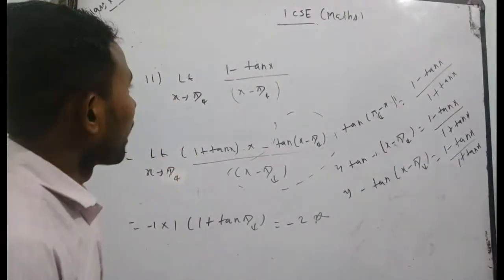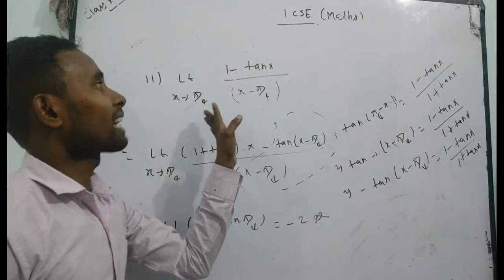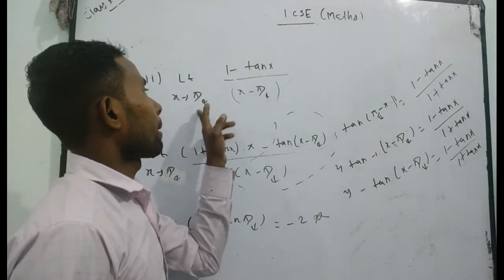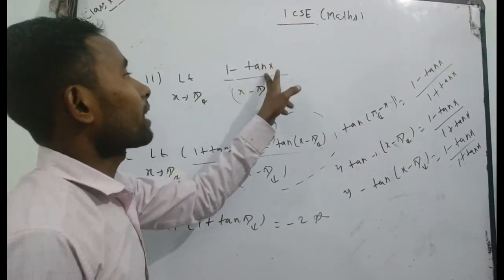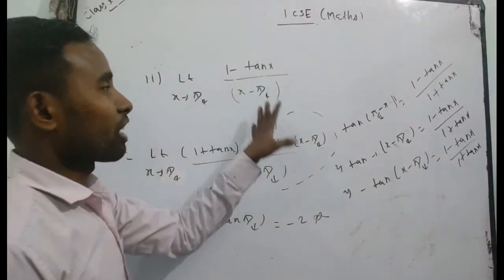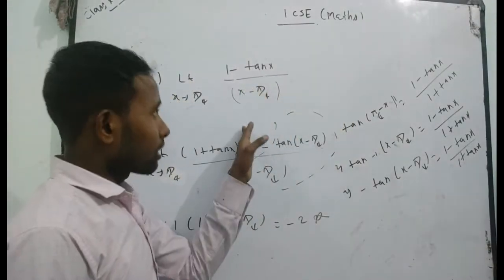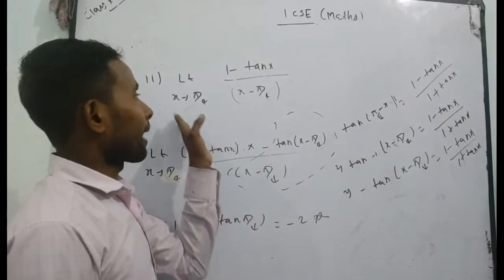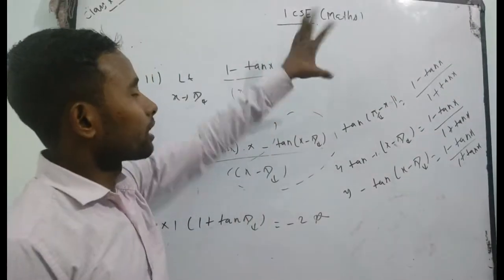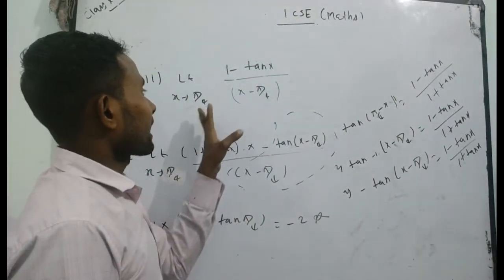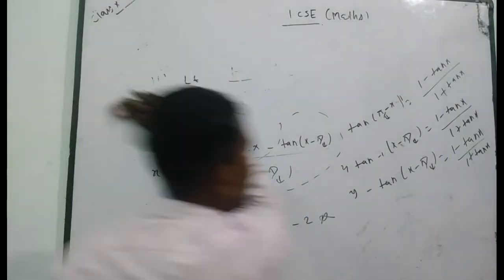I think you understand. But you can also solve this problem by RHL or LHL. If you want to solve by LHL, you first have to convert tan x as sin x by cos x. Then you have to manipulate the denominator. In the numerator you get cos x minus sin x divided by cos x into (x minus pi by 4). Then apply both sides, again RHL, and its final value will be minus 2. Now take the next problem again.